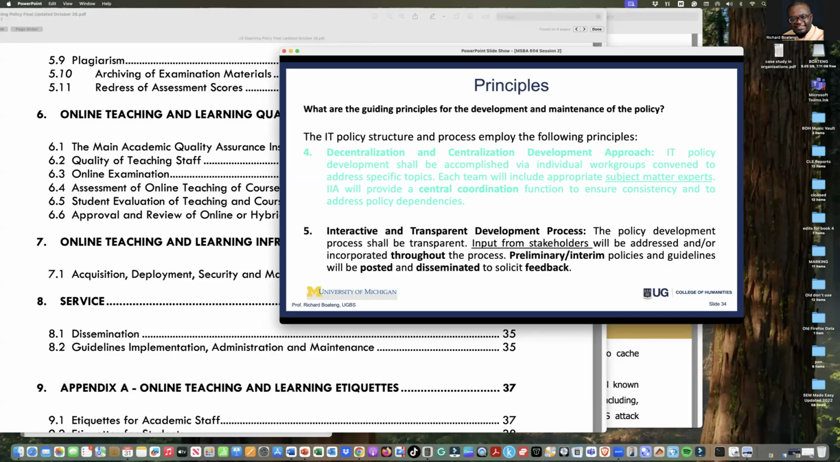The interactive and transparent development process. Input from stakeholders was addressed and incorporated. We told you, we talked to all professors in the university. We talked to the BEs.